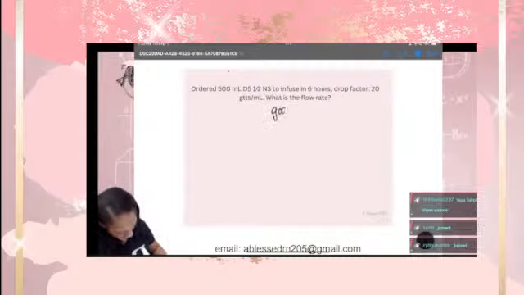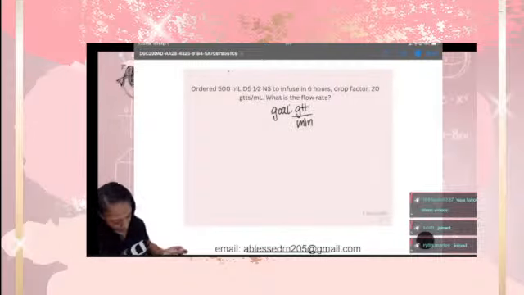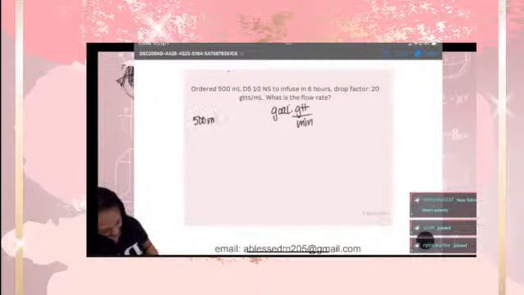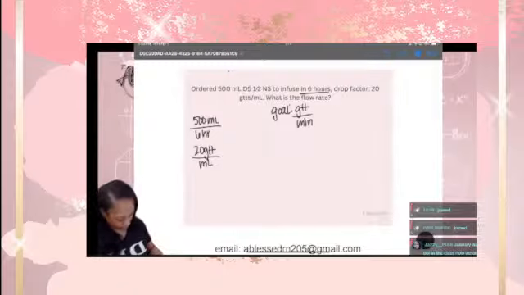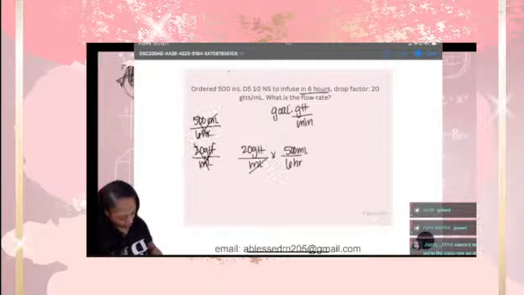So our goal is drops on the top and minutes on the bottom. So remember, we're looking for volume over time. 500 milliliters is to infuse in 6 hours, and our drop factor is 20 drops per milliliter. So we'll do 20 drops per milliliter, then we have 500 milliliters over 6 hours. You see how we use each puzzle piece, setting it up, and you cross out your units.